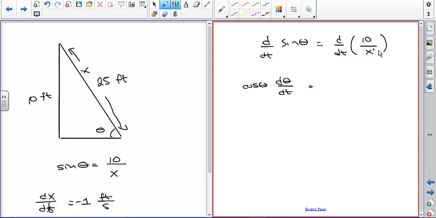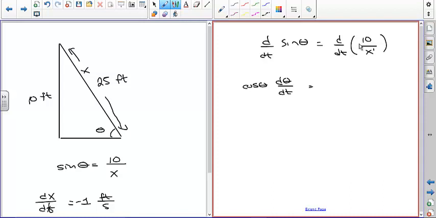Why can't you just put 25 in as x? Well, you can, but we will do that at some point. Ultimately, when we take the derivative of that, it's going to involve x and dx dt. So that's why we can't just plug it in there, because it's x. It's 25 at a particular time, but it's not 25 every time. It's getting shorter. So we need to take the derivative first.